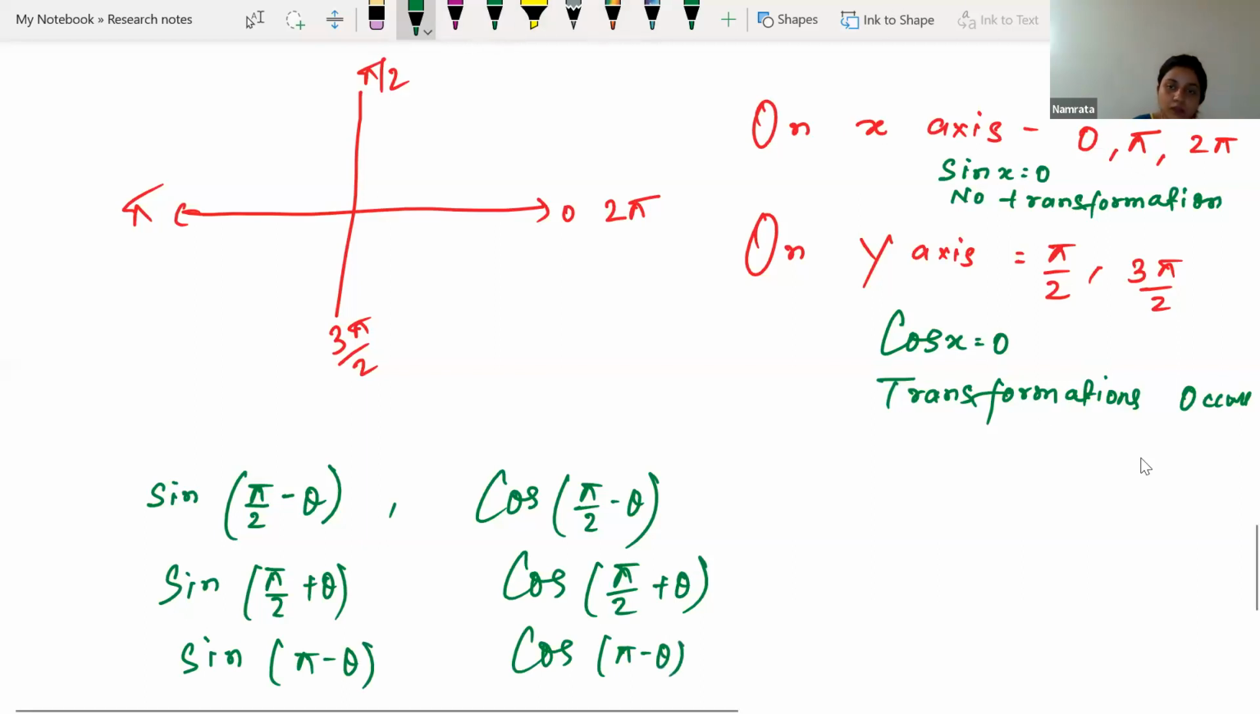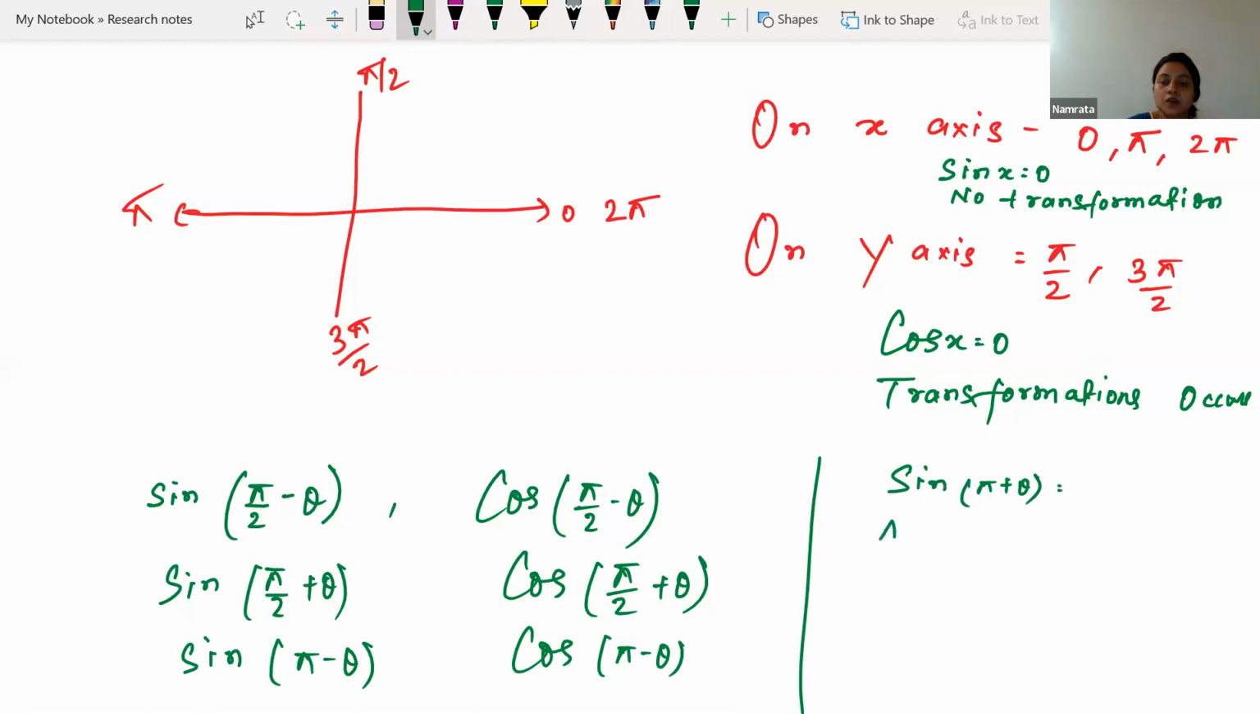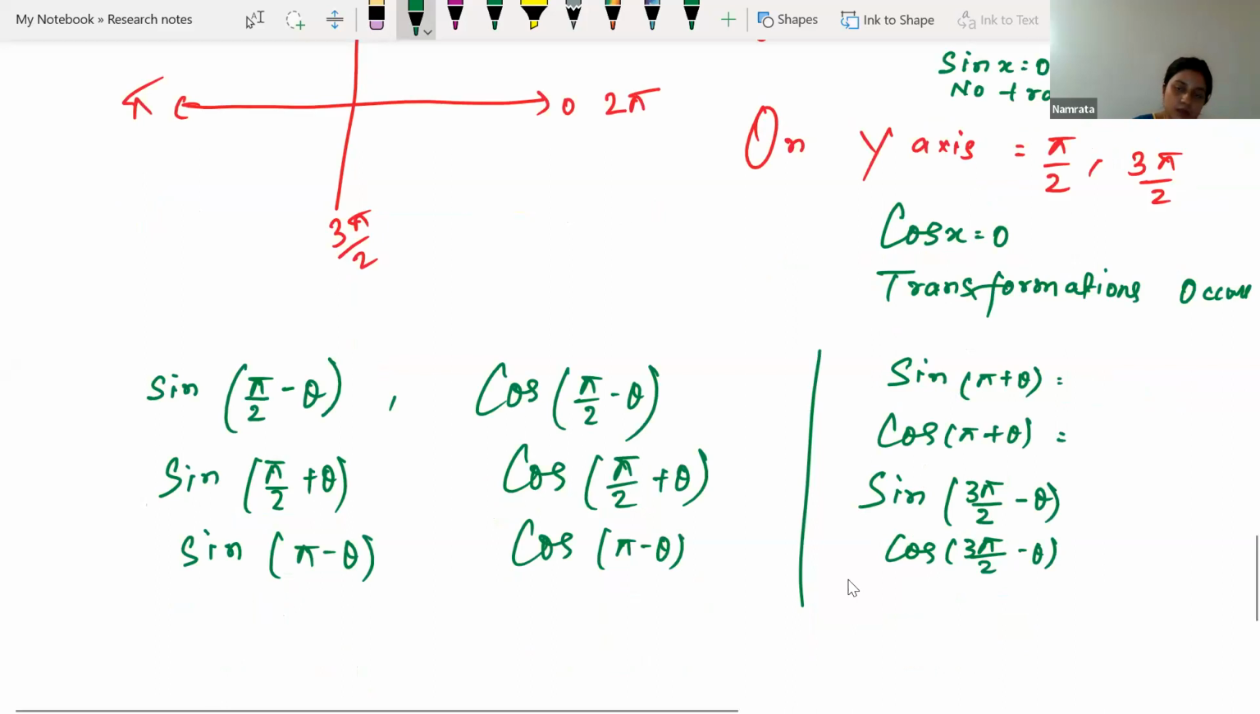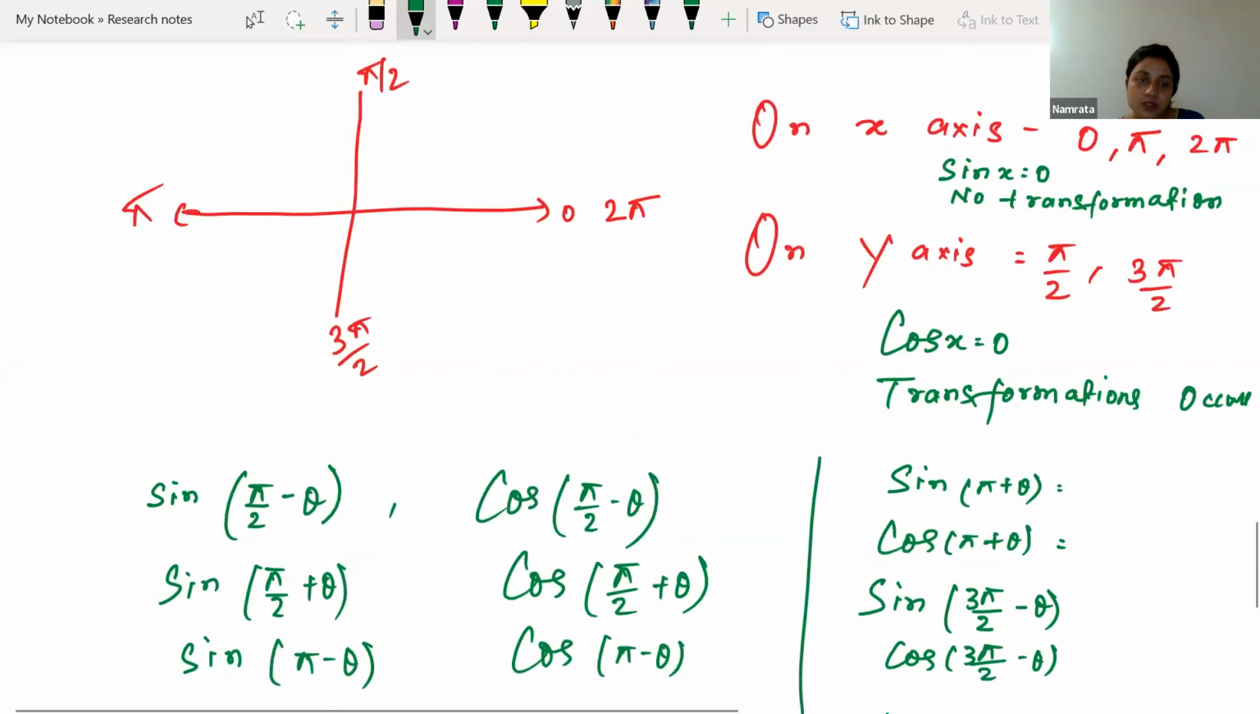Here sine pi plus theta, cos pi plus theta, sine 3 pi by 2 minus theta, similarly cos 3 pi by 2 minus theta. And at last, we will have the ones about 2 pi. I'll be repeating again. Just see this much.